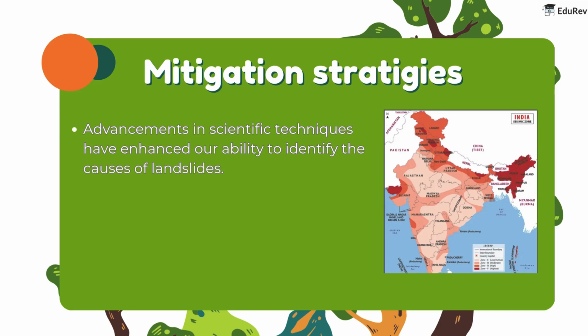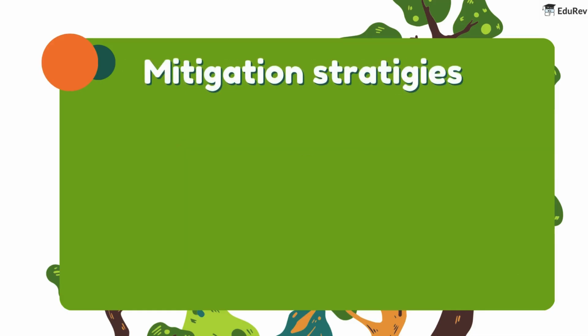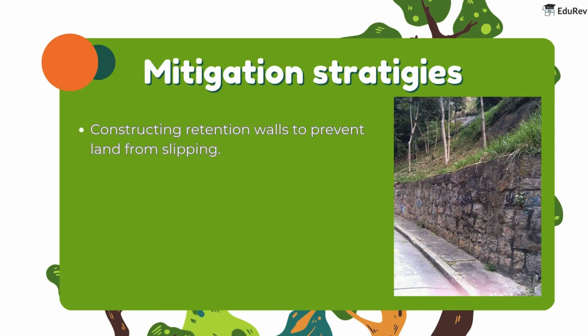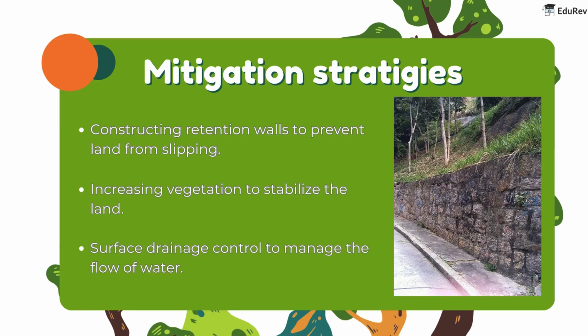Advancements in scientific techniques have enhanced our ability to identify the causes of landslides. Hazard mapping: identifying areas prone to landslides. Mitigation strategies include constructing retention walls to prevent land from slipping, increasing vegetation to stabilize the land, and surface drainage control to manage the flow of water.